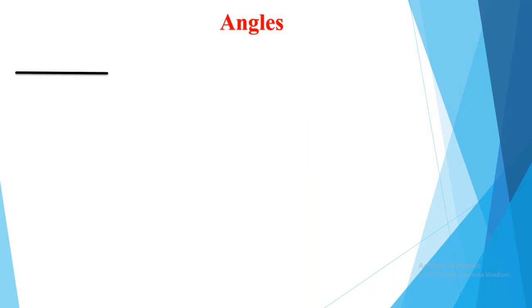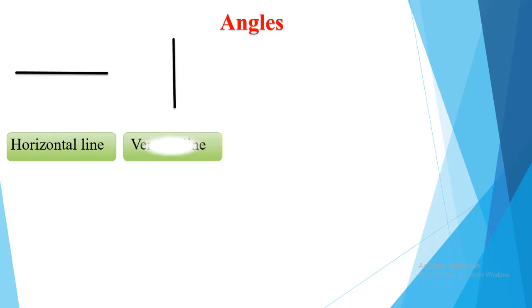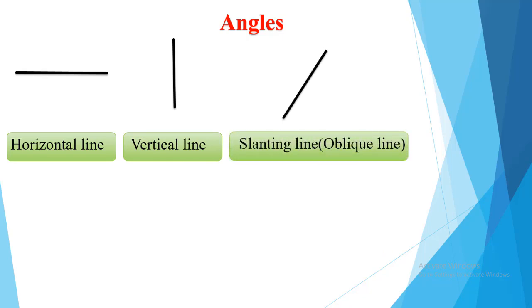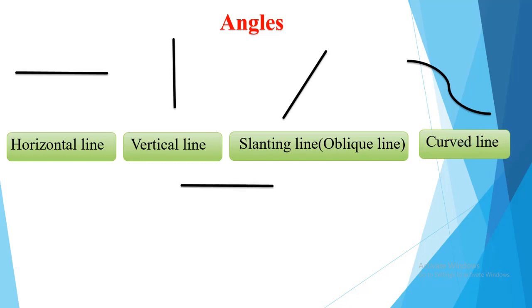Angles. This is a line. It is a horizontal line. This is a vertical line. This one is a slanting line or oblique line. This is a curved line. This is a line and this one is another line.